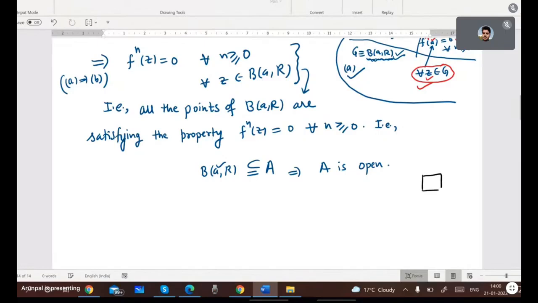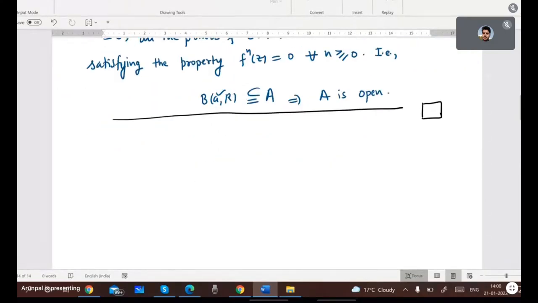Rest of everything I have already explained to you. Is this okay? Okay, fine. At least I am happy that I am able to complete this proof. Okay, class. Now a few consequences of this theorem. Now the very first consequence.